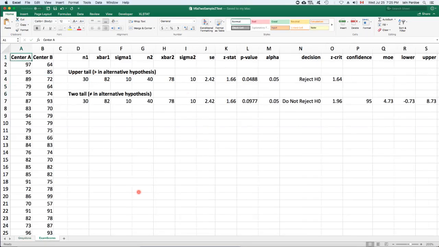Let's do another example. So here we have exam scores at 2 different testing centers. Sample size of 30. In the first sample, mean of 82. We're assuming the population standard deviation is 10. Sample size of 40 in the second sample, mean of 78. Assumed standard deviation of 10.